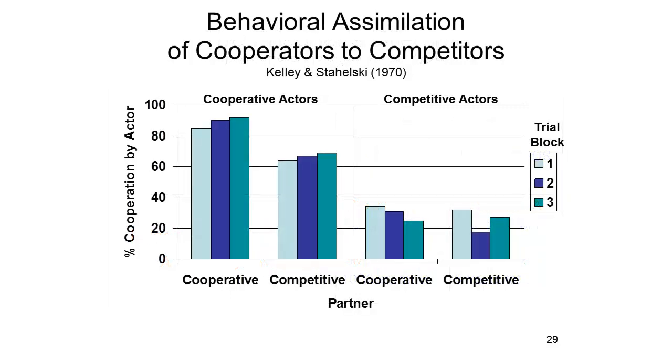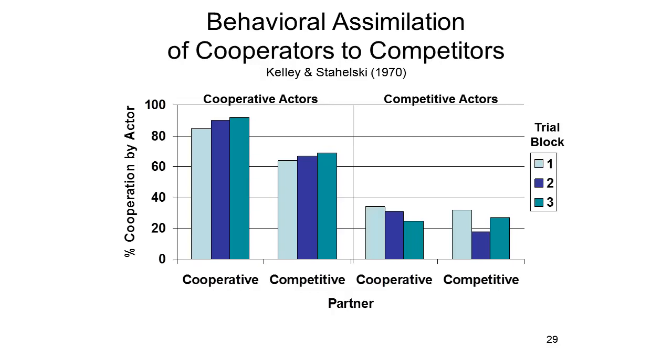Kelly and Stahelski used the prisoner's dilemma to look at the relationship between cooperators and competitors as the game is played out over time. Their subjects played a standard prisoner's dilemma game, like the one I just discussed, for 3 blocks of 10 trials each. At the outset of the game, the investigators assessed the subjects' initial goals, whether they intended to cooperate or to compete, and then looked at what happened when various combinations of cooperators and competitors were pitted against each other in the game. The results were quite striking.